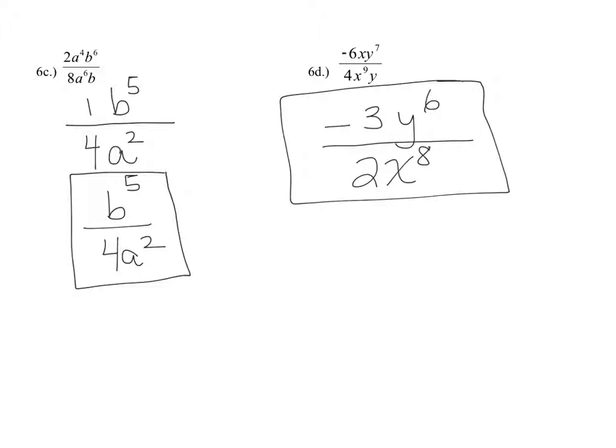So basically, if you have more on the bottom, your variable stays on the bottom. If you have more on the top, your variable stays on the top. We do not change improper fractions to mixed numbers. We just leave it like that, and we leave it all as one big fraction.